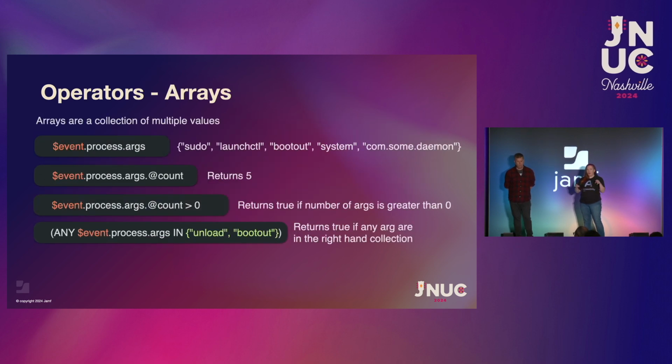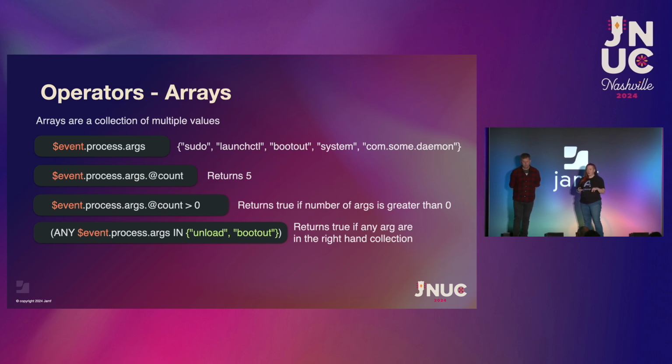You can also collect the arguments within there. So for example, if I'm running a command that would contain, say, sudo or launchctl or anything that that particular process could execute, I can throw that into that array. I can also count how many of those particular arguments are going through. So in that first example, our count is returning 5.